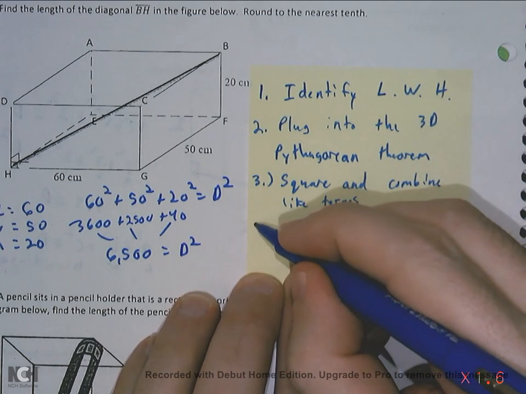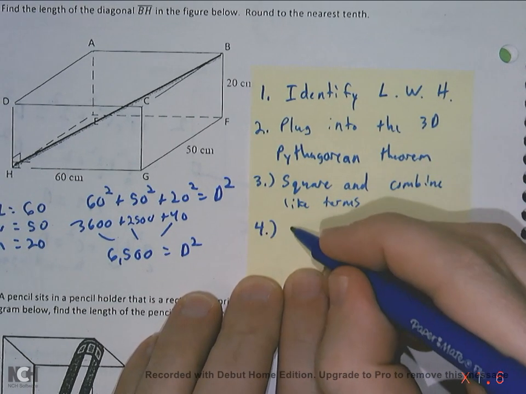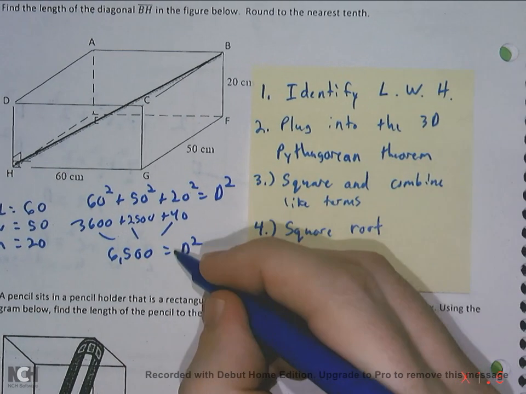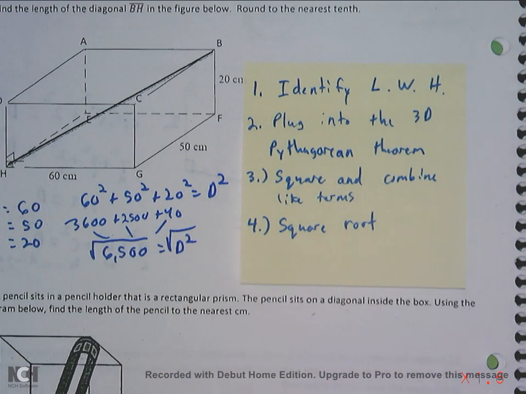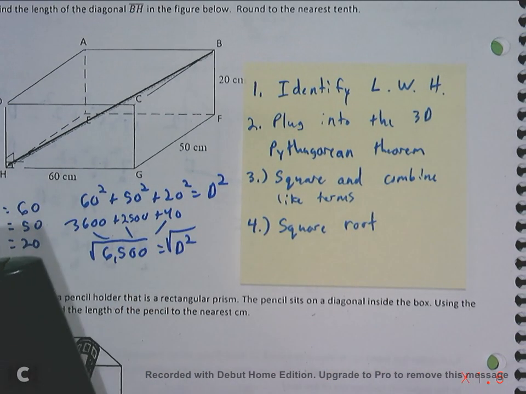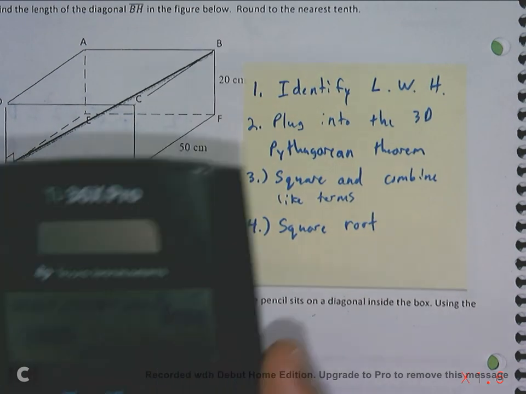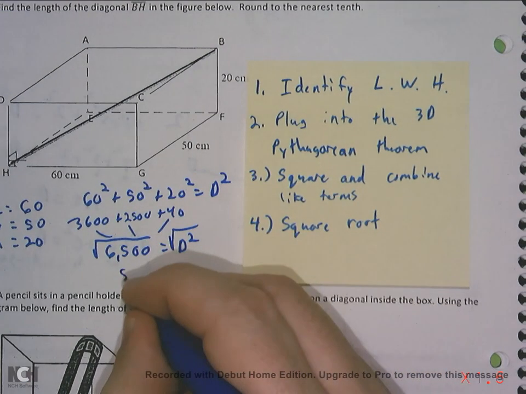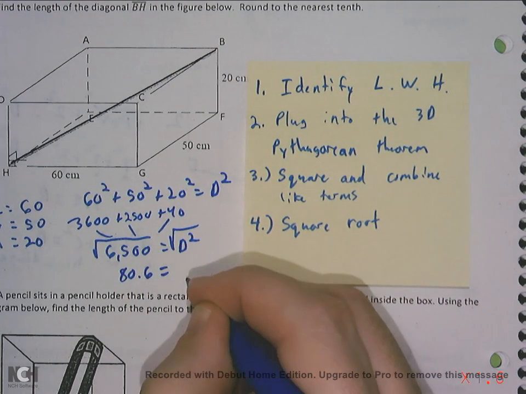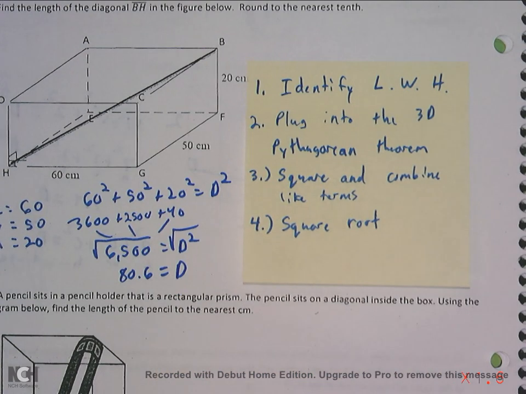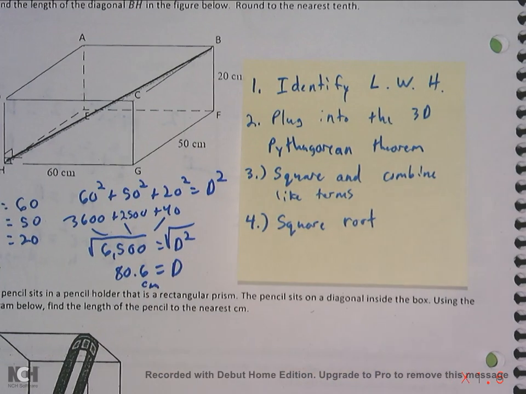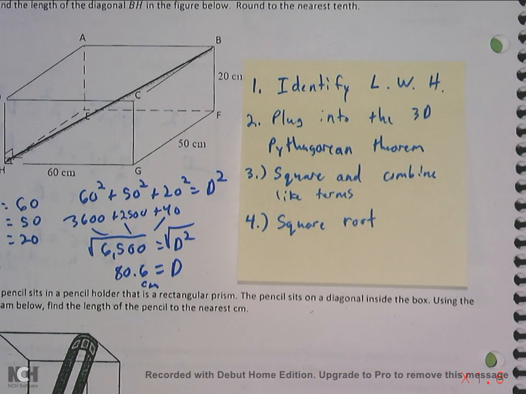And then the last step is to square root. To undo the square, you need to square root both sides. So the square root of 6,500 is 80.62 and so on. We're going to round it to 80.6, which would be the length of that diagonal right there. 80.6 centimeters, technically. And that's what you're doing for the 3D Pythagorean theorem.